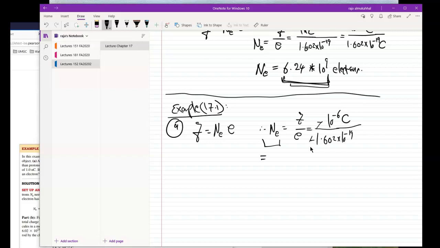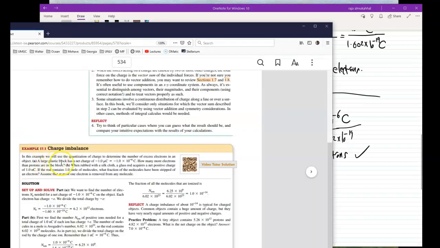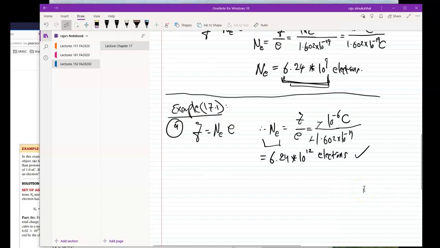Again, using my calculator: 1e-6 divided by 1.602e-19. Answer, if I did it correctly, will be 6.24 times 10 to the 12 electrons. This is how many electrons are in that, whatever it is, that ion or whatever it is. What did he say it is? Oh, it's a plastic block, a large plastic block, okay? All right, good. Now, let's go to part B.